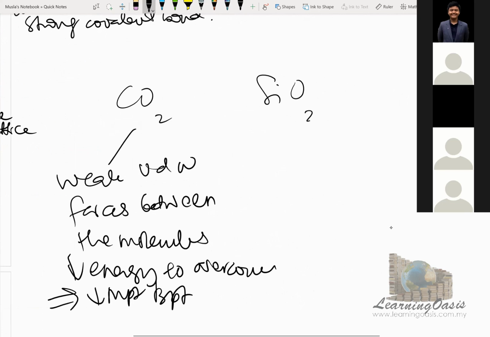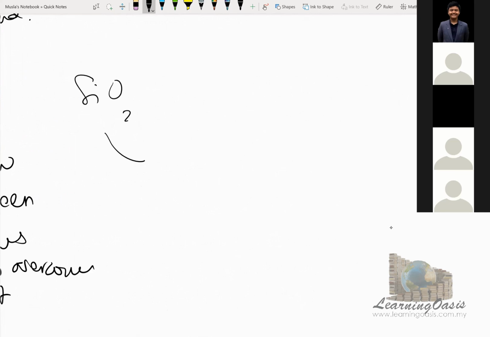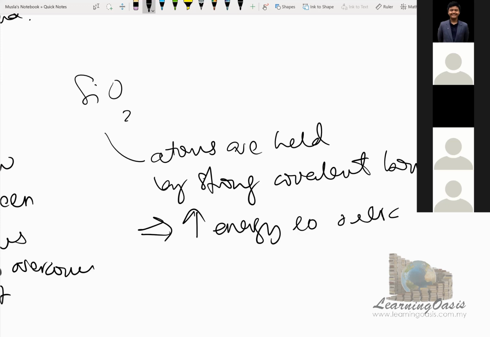For silicon dioxide, the atoms are held together by strong covalent bonds, so it has a high melting point and boiling point. Right. Okay. Do you get marks there?